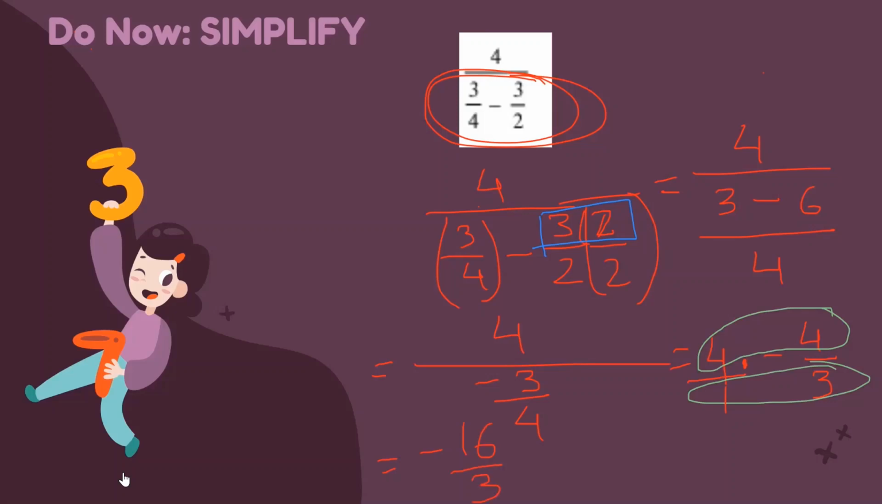And then you can turn that into a mixed fraction, which you can absolutely do. -5 1/3. Or you can leave your answer in this form, the proper fraction form, or you can do that.